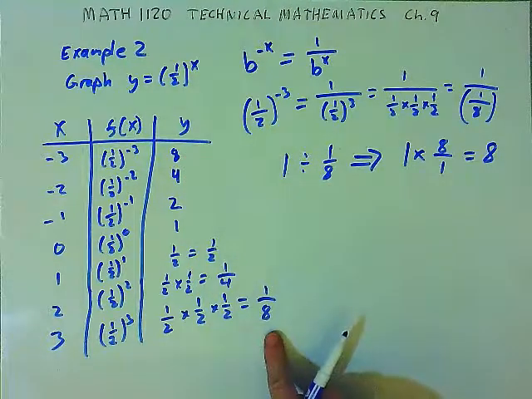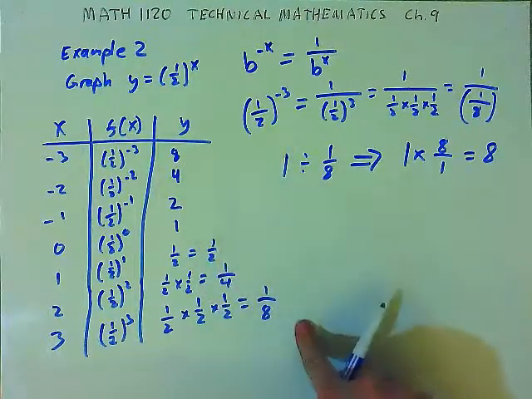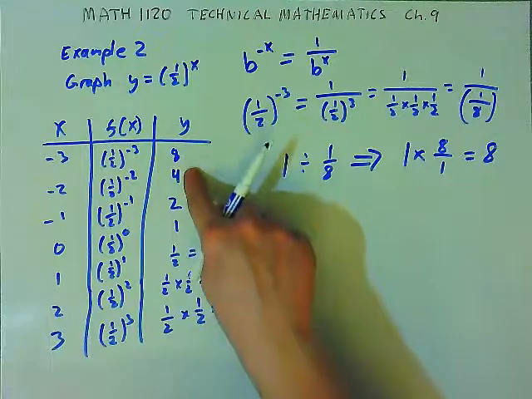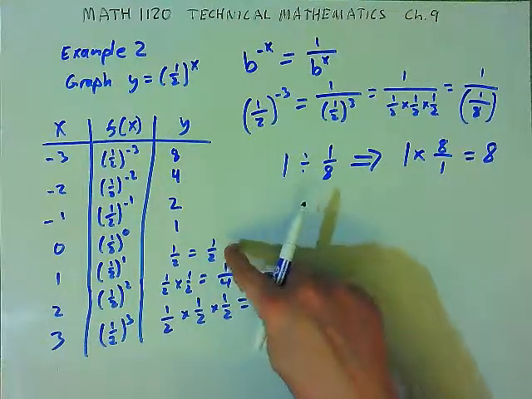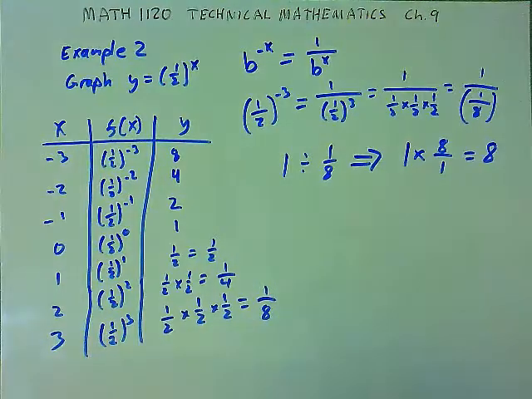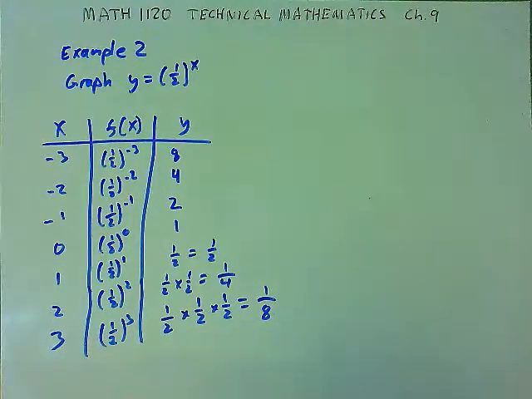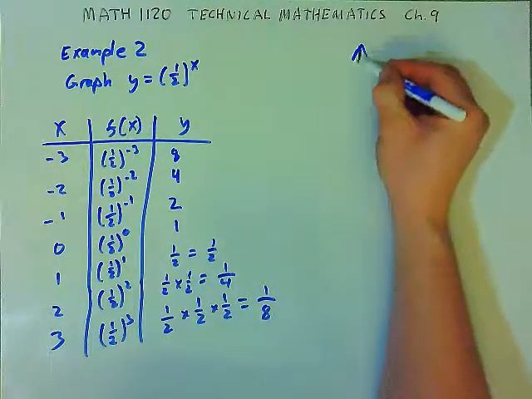And again, you can see the pattern that was formed, very similar to what we saw in the last example. 8 divided by 2 is 4. 4 divided by 2 is 2. Divided by 2 is 1. Divided by 2 is 1/2. Divided by 2 is 1/4. Divided by 2 again is 1/8. So we'll graph the equation.